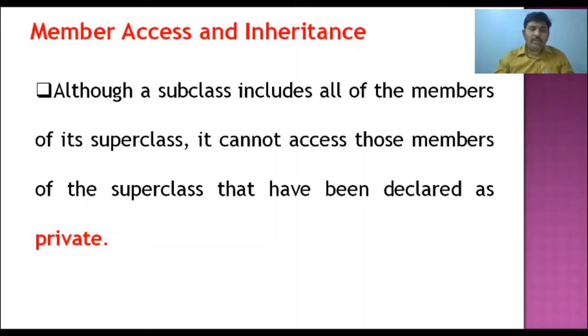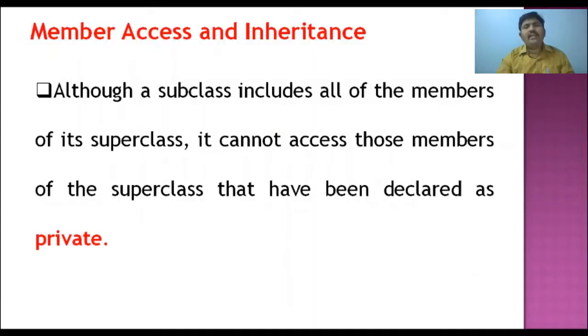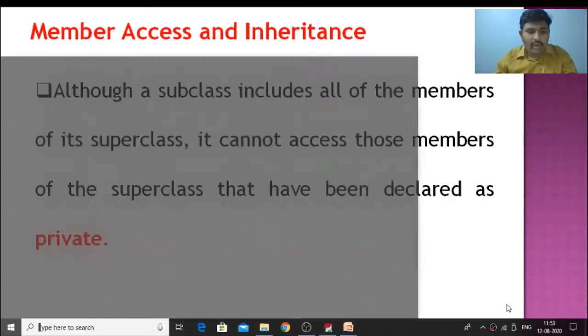So, continuing from the previous class, where we discussed the types of inheritance, the next topic is member access and inheritance. For example, if you have any member in your superclass that is private, then it cannot be accessed in the child class. I will demonstrate that concept with a program, so you can understand it better.